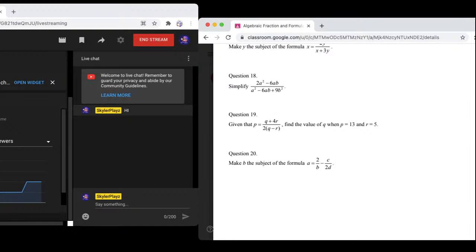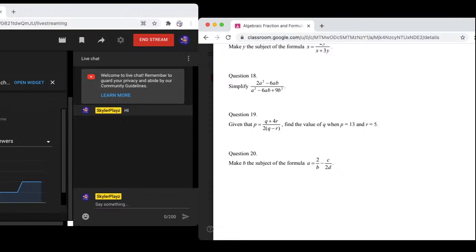So 13 is equal to 20 plus q over 16, and therefore 13 times 16 is 208, which is equal to 20 plus q. So q is equal to 188, and that's our answer.